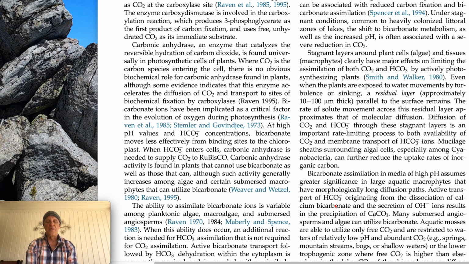At high pH values and bicarbonate concentration, bicarbonate moves less effectively from binding sites to the chloroplast. When bicarbonate enters cells, carbonic anhydrase is needed to supply CO2 to Rubisco. Carbonic anhydrase activity is found in plants that cannot use bicarbonate as well as those that can, although such activity generally increases among algae and sometimes submerged macrophytes that can utilize bicarbonate.